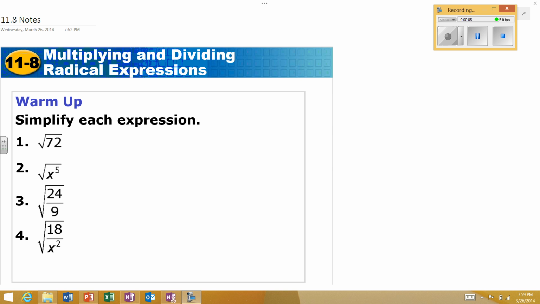This is Algebra 1, Lesson 11.8, Multiplying and Dividing Radical Expressions. So let's start with our warm-up.